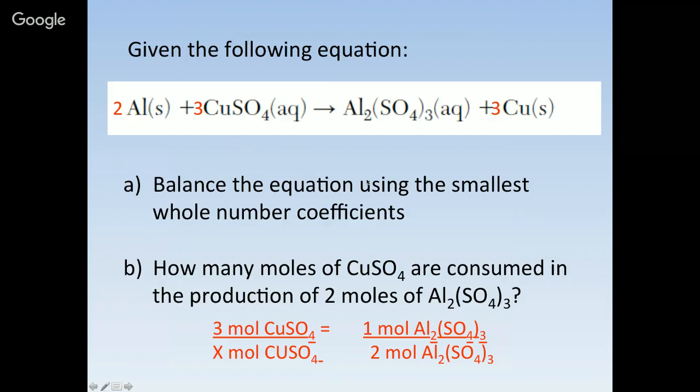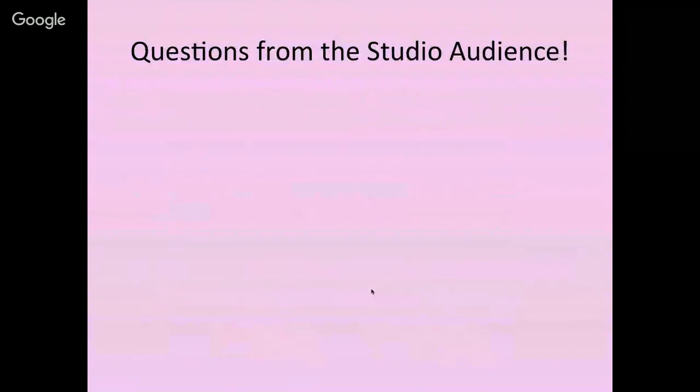So our proportion would be 3 over X equals 1 over 2. The top numbers came from our balanced equation. Our bottom numbers came from what was in the question, so X and 2. And then when you solve that, you should get X is equal to 6, so 6 moles. Great job for those of you following along.